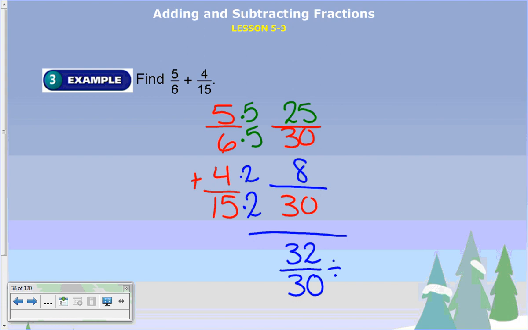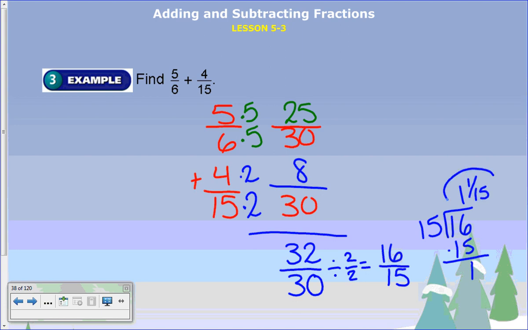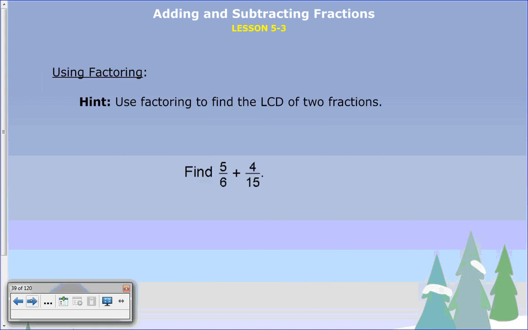which I could simplify. I know that 2 goes into both, and that would give me 16 fifteenths. Now, what I have right now is an improper fraction. I have 16 over 15. And so this is written in simplest form as an improper fraction. But if I wanted to write it as a proper fraction, I could divide them out. Well, I know 15 goes into 16 once, and that leaves me with 1 15th. There we go. So 16 fifteenths, or 1 and 1 15th.